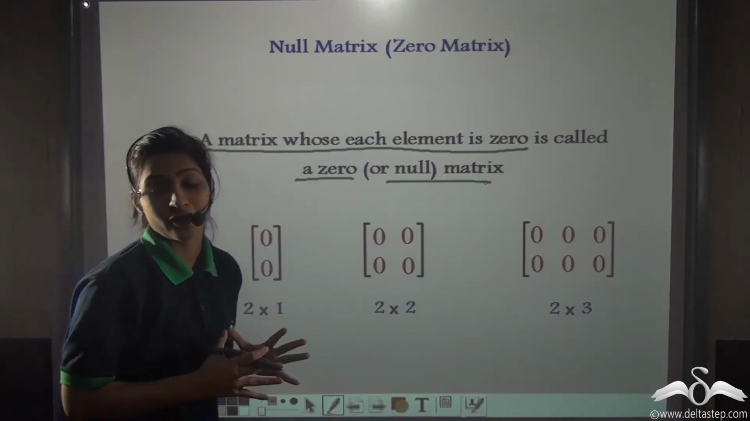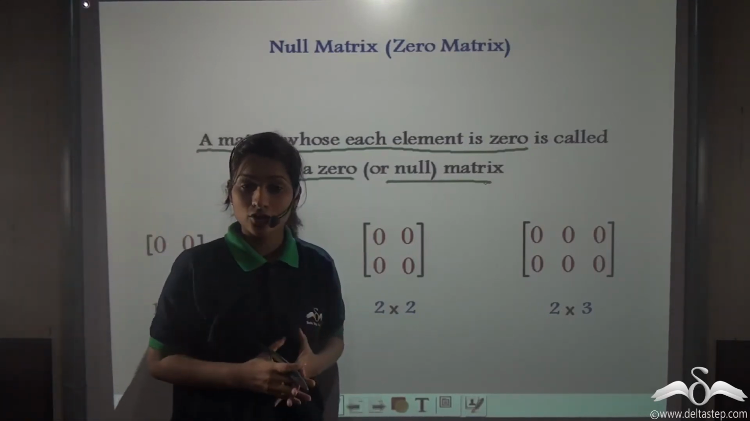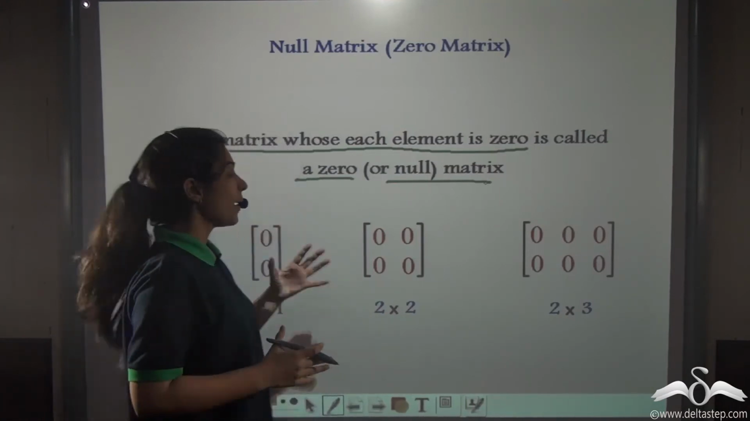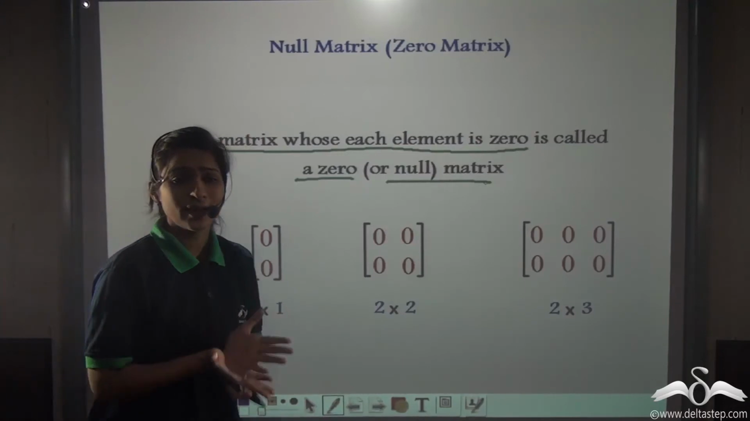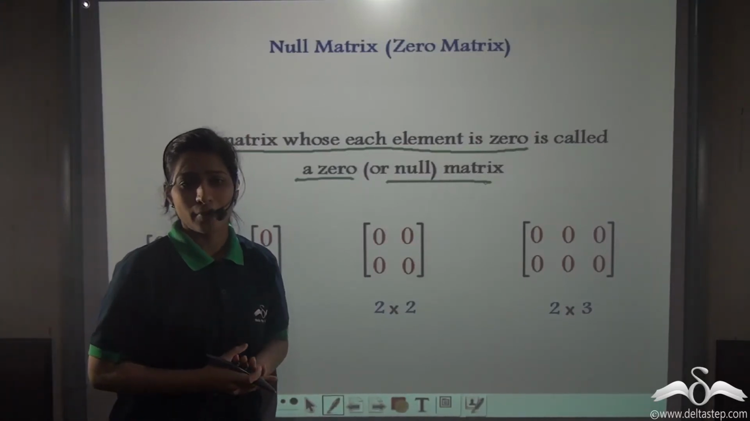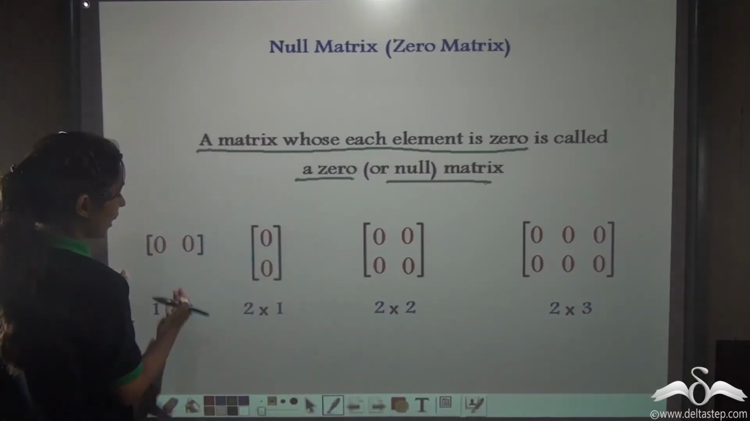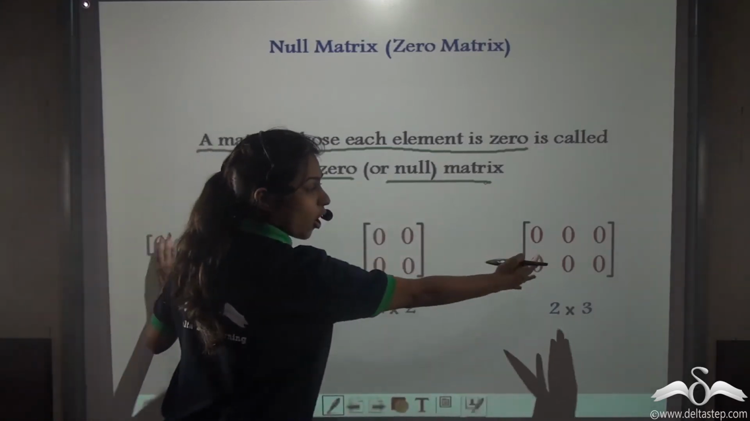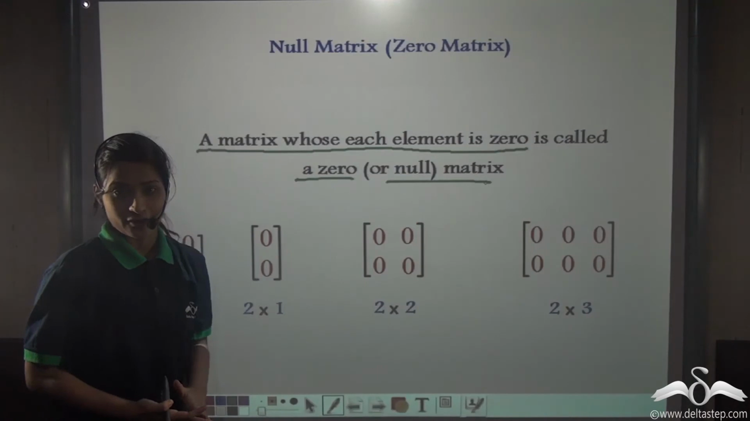Now an identity matrix needs to be a square matrix always, order 2 by 2, 3 by 3, 4 by 4 and so on. But a null matrix can be of any order, like any other normal matrix. It can be of any order. It can also be a single row matrix, column matrix, square matrix, or a normal 2 by 3 matrix.